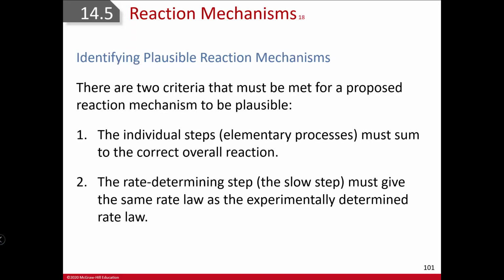All right, so let's look at this again. Let's look at identifying plausible reaction mechanisms. There's 2 criteria that must be met for the proposed mechanism. The individual steps, the elementary processes, must sum to the correct overall reaction, and the rate determining step, the slow step, must give the same rate law as the experimentally determined rate law. All right, so those are the 2 criteria that have to be met. So let's look at an example to see how this all works.